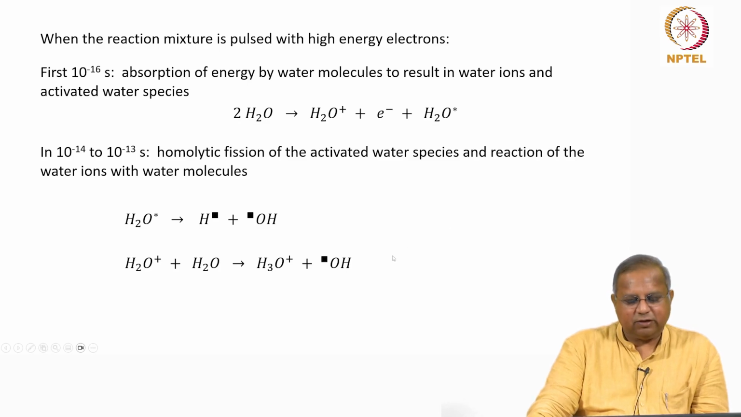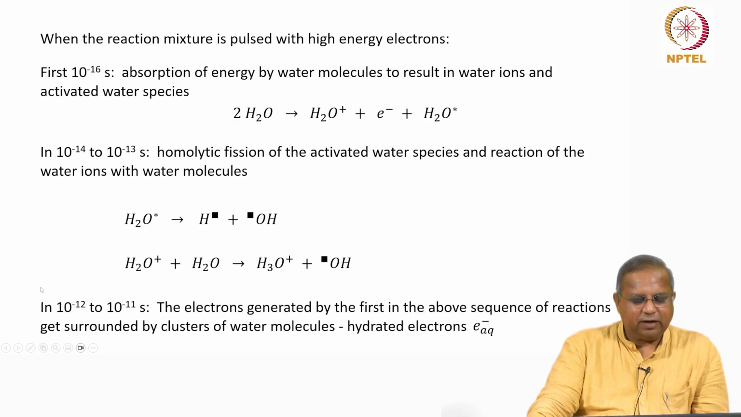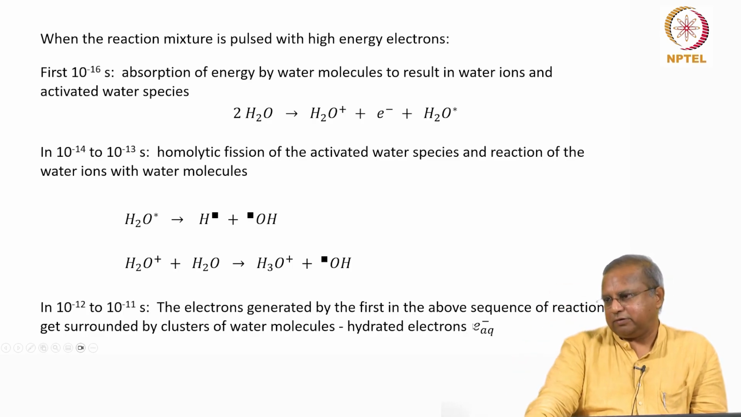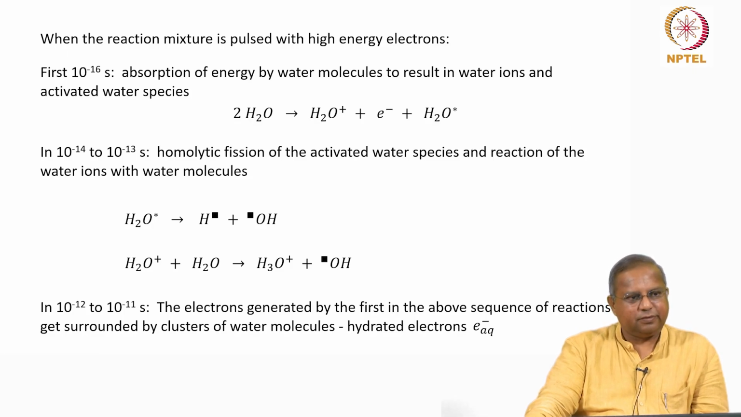Okay, so you have generated your hydroxyl radicals, and in 10 power minus 12 to 10 power minus 11 seconds, the electrons generated by the first sequence of reactions get surrounded by a cluster of water molecules, and such a species is called hydrated electrons, represented as e_aq minus. You have an electron which is surrounded by water molecules. All this happens.